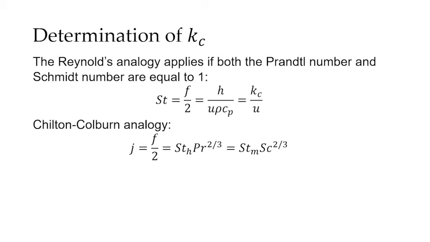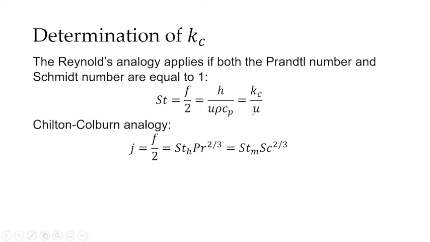If you'll remember, back in our discussion of forced heat convection, we can use the Reynolds analogy if the Prandtl number is equal to 1. Well, if both the Prandtl and the Schmidt number are equal to 1, we can extend the Reynolds analogy not only to heat transfer but also to mass transfer. So we have our analogy here: Stanton number is equal to f over 2, where f is the Fanning friction factor, that is equal to h over u rho Cp. This is simply the definition of the Stanton number.